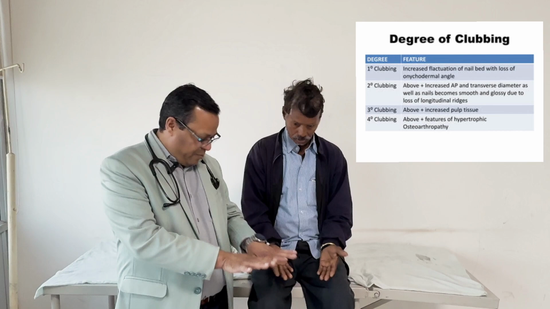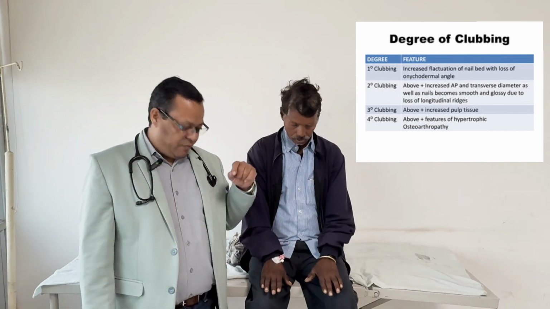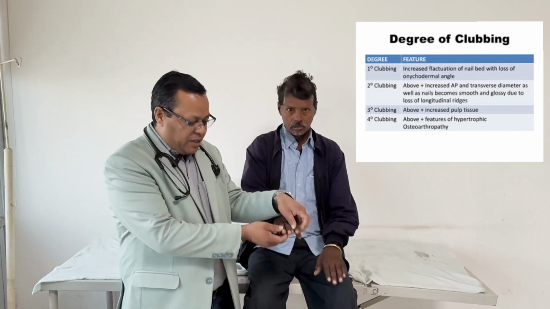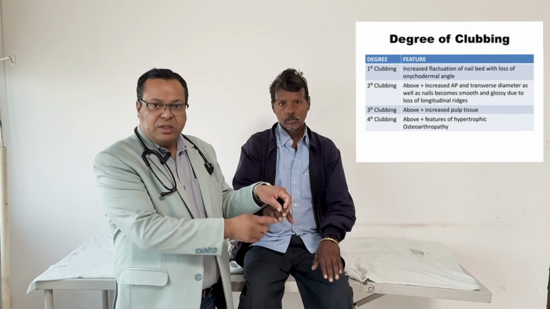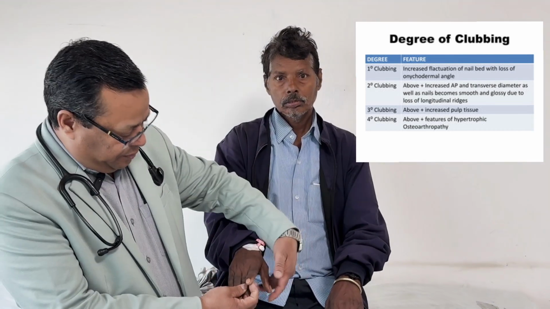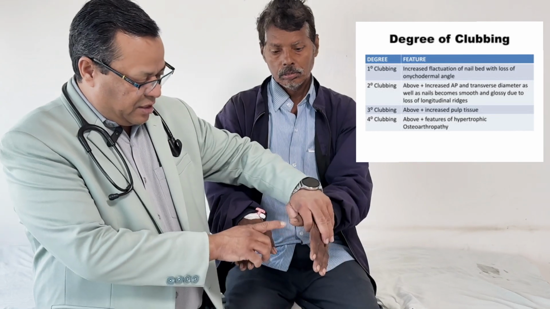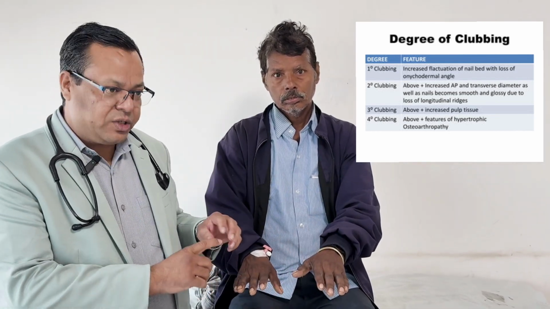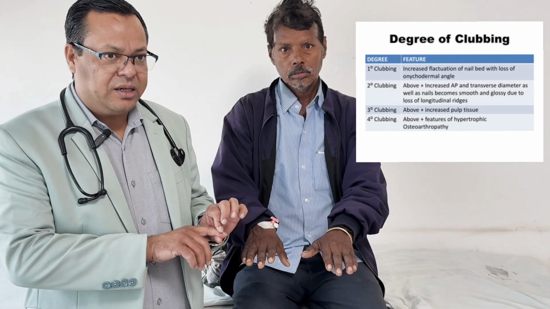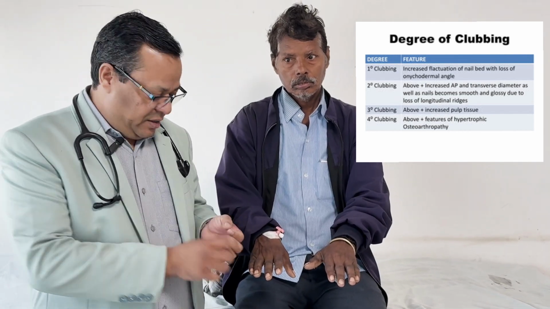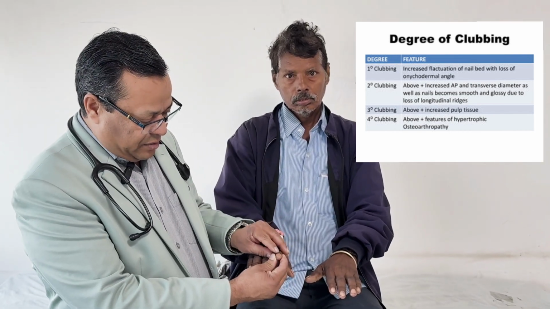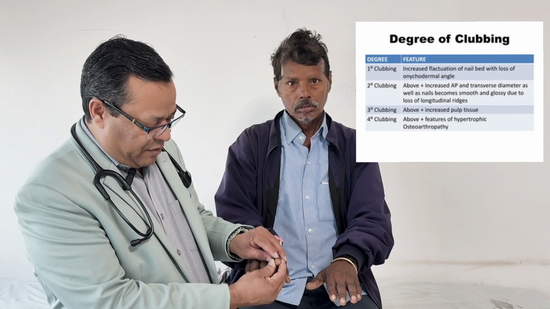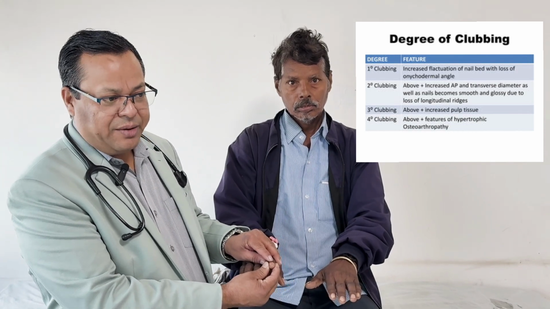Baba ji, hands straight, hold your hands straight like this. So the first thing you can see in this particular patient, you just zoom on that. There is clubbing present in this patient. This is the clubbing. For grade 1 clubbing, you have to do the fluctuation test. You ask the patient to hold the hands, then press the adjoining skin. If there is fluctuation present, it means there may be clubbing.